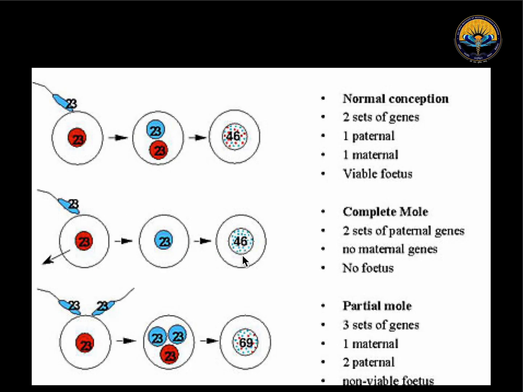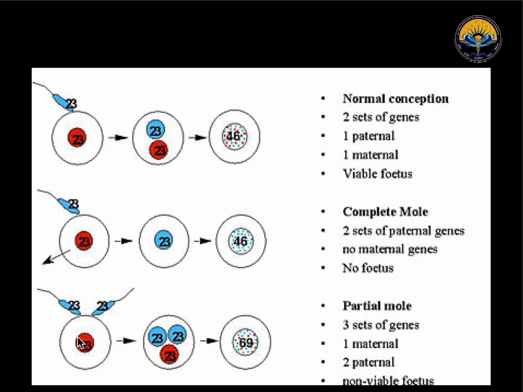So here we will also have two sets of chromosomes, two sets of genes, but both sets will be paternal. There will be no maternal genes in this patient. As there are no maternal genes in this patient, there will be no fetus in this patient. Coming to the third criteria, that is partial mole.